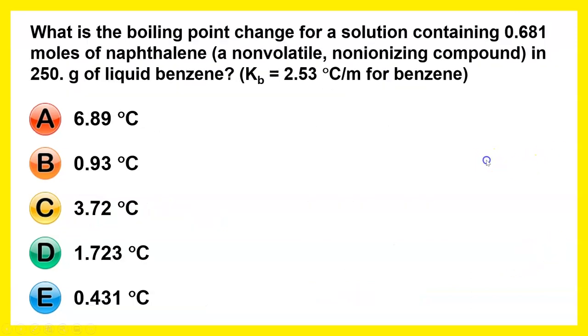All right, a new one. So this time we're going to do boiling point change. So we're looking for a delta T. They gave you your KB. You didn't have to look it up or anything. And if you notice in parentheses, they tell you it's a non-volatile, non-ionizing compound. The non-ionizing part's telling you what your i value is. It is not going to break apart into ions. So pause this one, give it a try. Remember, you're going to use molality this time.